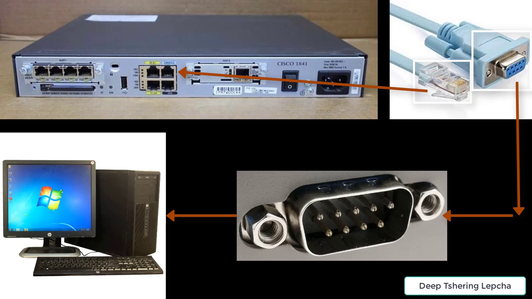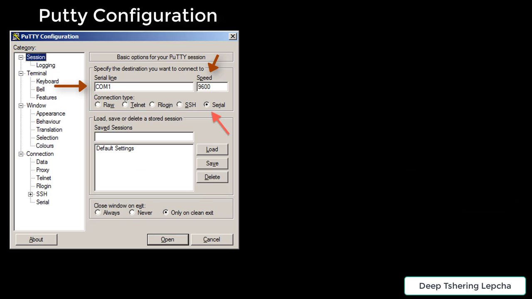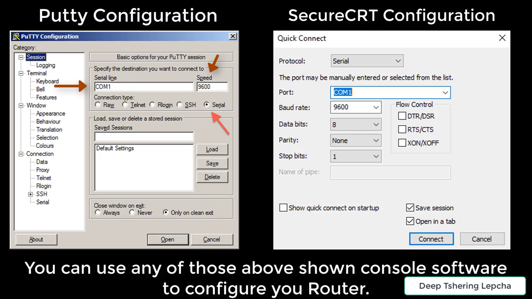And then when you turn on the PC, you should have applications such as PuTTY or SecureCRT. If you are using SecureCRT, here are the SecureCRT settings to begin with the router configuration.